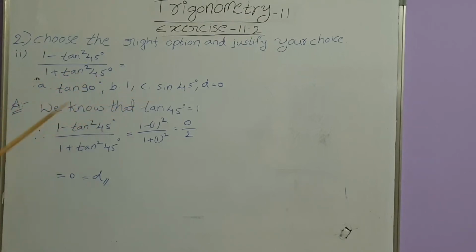In this second one, 1 minus tan square 45 degrees by 1 plus tan square 45 degrees. Choose the right option. We know that tan 45 degree value is 1. So substitute in this: 1 minus 1 whole square by 1 plus 1 whole square is equal to 1 minus 1, that is 0. So 0 by anything is 0. So the right option is D, 0.